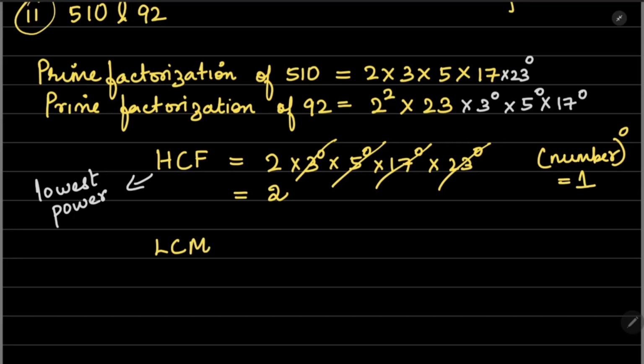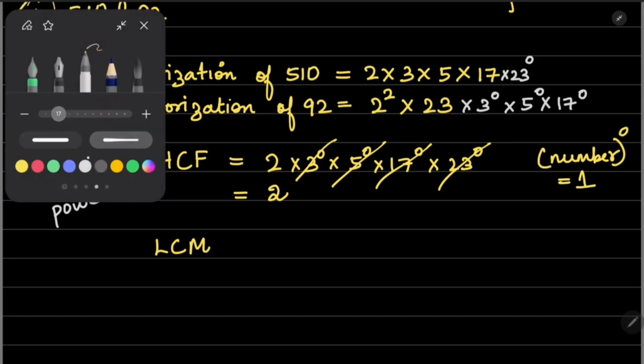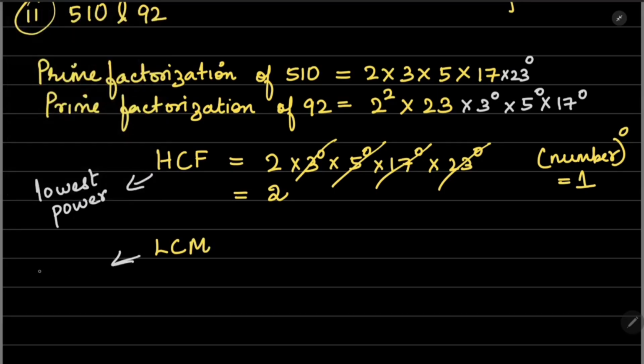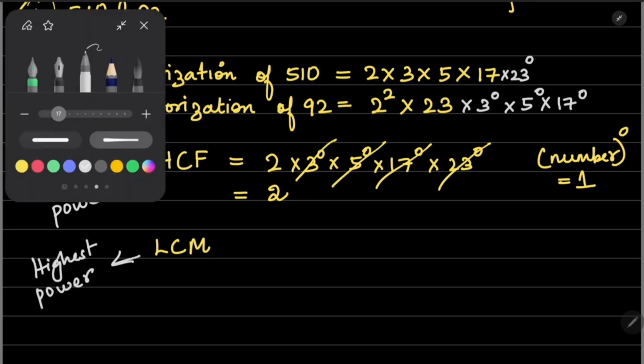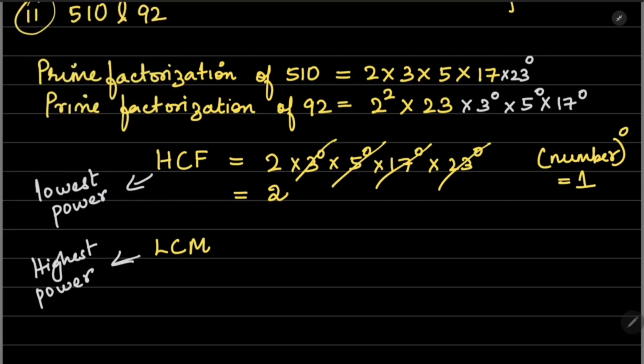Okay, and let's do the LCM. What is the LCM? You have to take the highest power and then multiply it. So let's take the highest power for 2. What is the highest power? 2 raised to the power 2. For 3, it is 3. For 5, it is 5. For 17, it is 17. For 23, it is 23. Now go ahead and multiply.